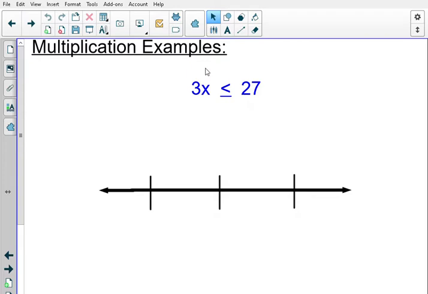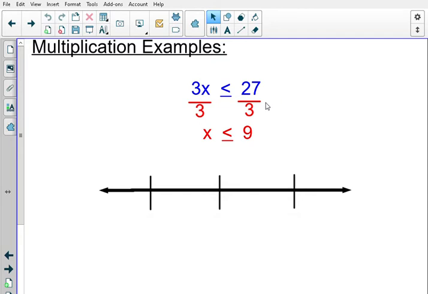In this first example, 3x is less than or equal to 27. They're multiplying x by 3, so the inverse of that would be to divide both sides by 3. We're dividing by a positive 3, so there's no need to switch the inequality sign. So we just go ahead and finish it. 3 divided by 3 is 1. 1 times x is x. 27 divided by 3 is 9. So we end up with x is less than or equal to 9.